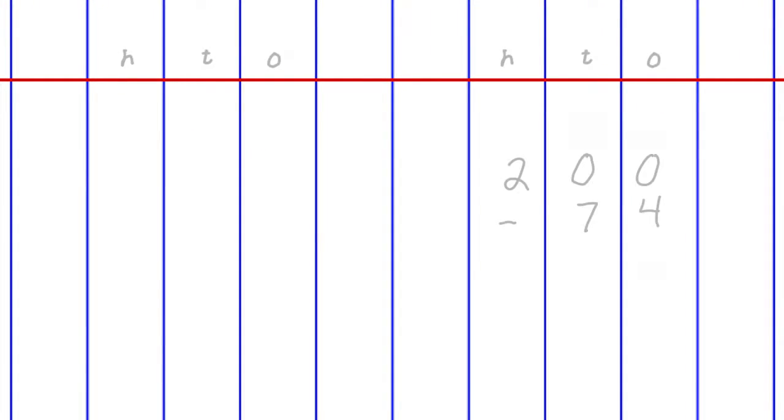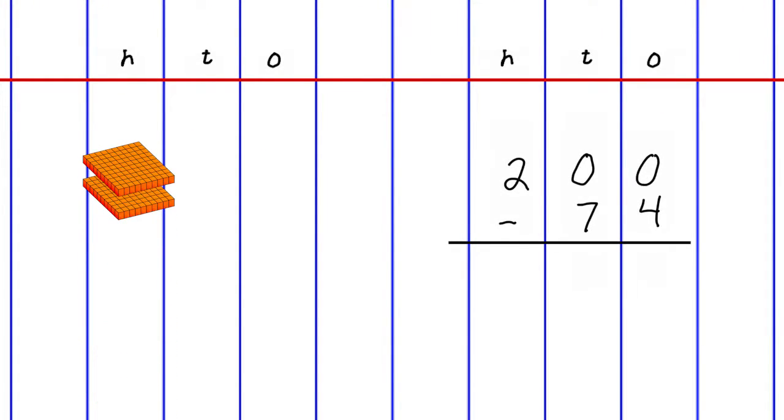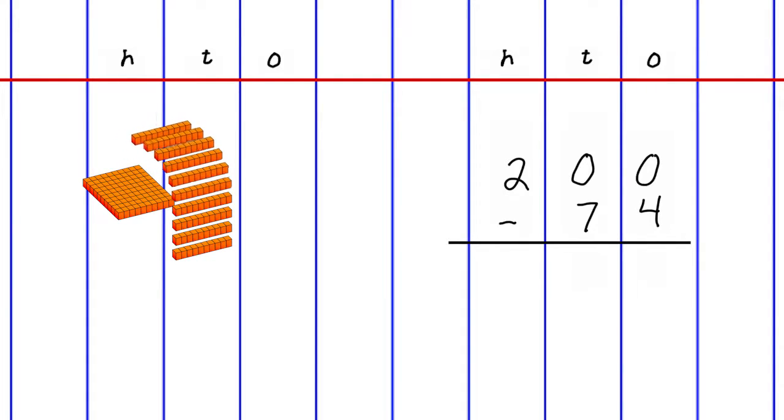We are going to manipulate the problem using base 10 blocks. Always start in the ones place and work to the left. Can we take 4 ones from 0 ones? No. Is there anything to regroup from the tens place? No. Then we'll have to look to the hundreds place. There are 2 hundreds. We can take away 100 and regroup it to 10 tens. Notice 10 tens equals 100, so 10 tens can be exchanged for the 100 and moved to the tens place.